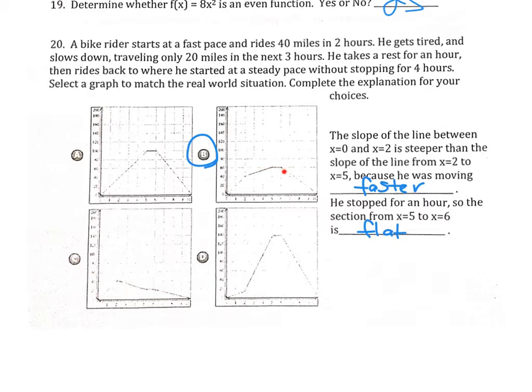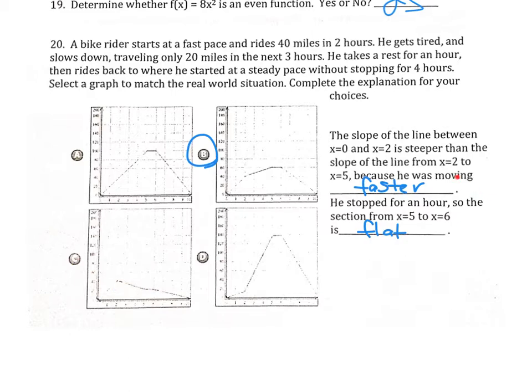And then I don't know if you can see this, but that right there is where he's going the same rate because it's a straight line the whole way back. So that's it. If you look at this one, it's like he started slow, then went fast, and then rested, then went fast again. This one went the same rate the whole way, rested, went the same rate the whole way. This one just doesn't make any sense. So it had to be that one.